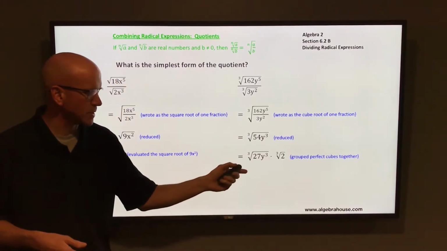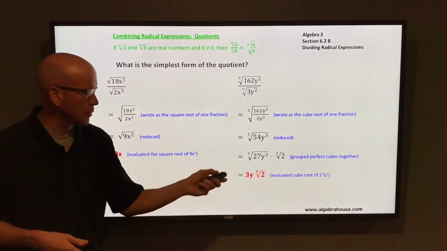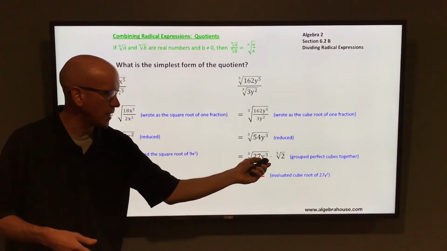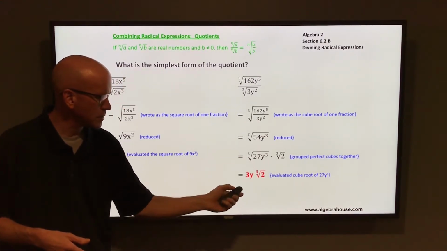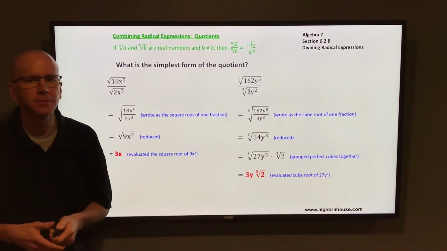Then the cube root of 27, that is 3, and the cube root of y to the third is y. Just divide the exponent by the root. So that turns out to be 3y times the cube root of 2.